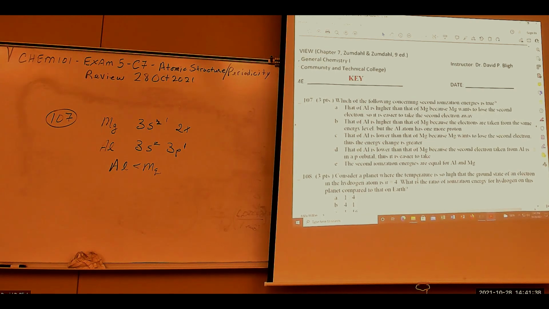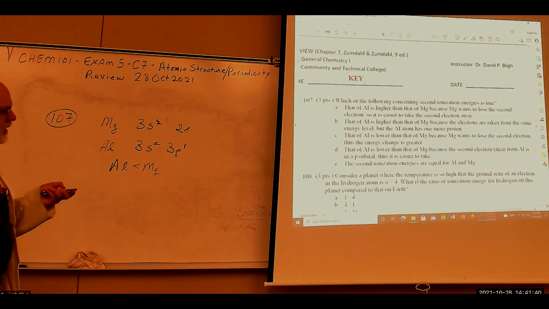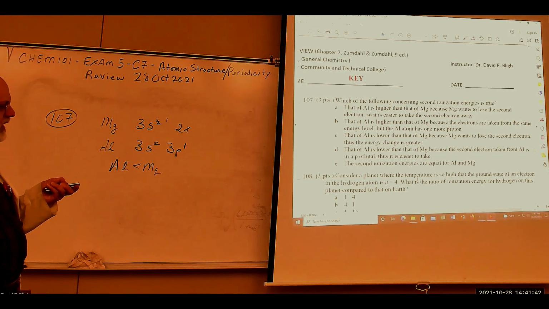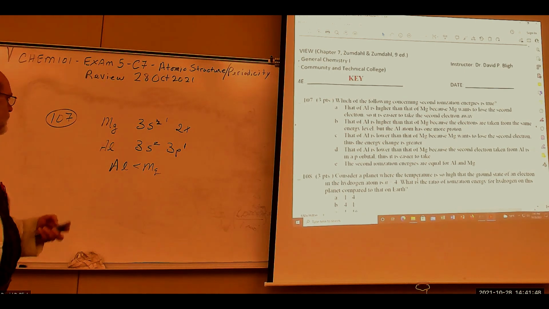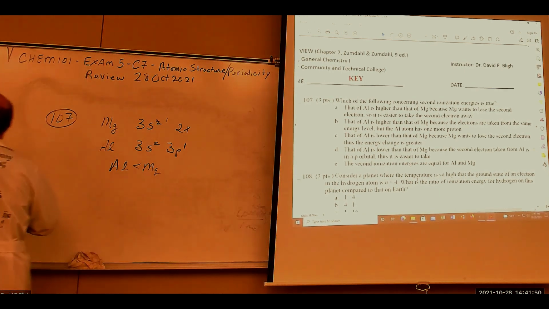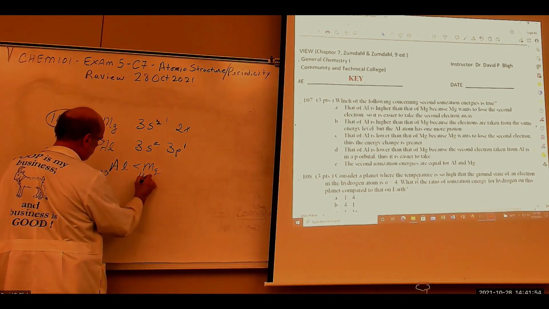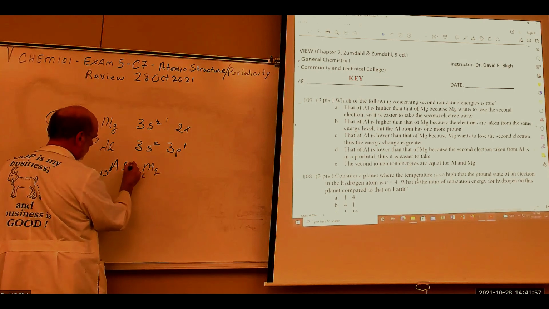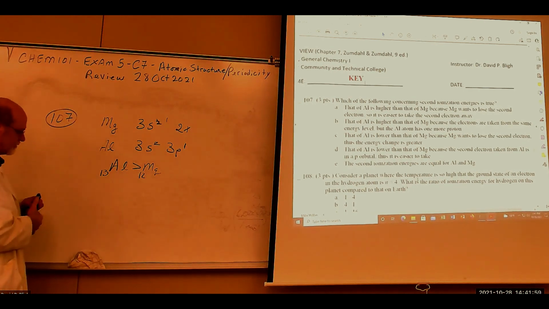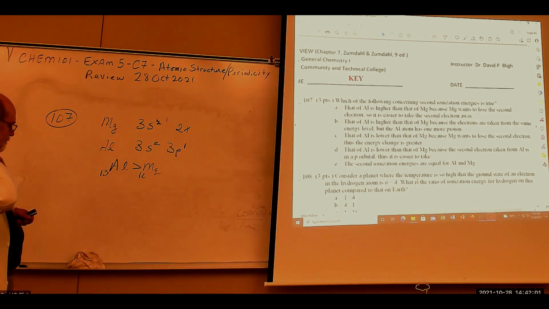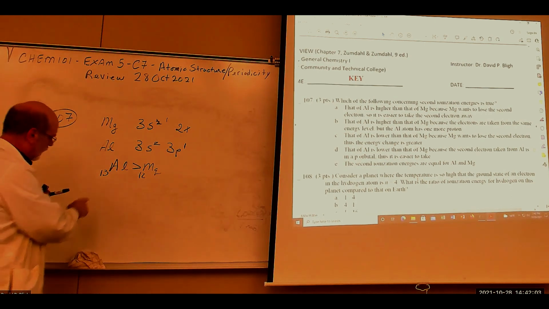No, it says B. Hold on a second. Aluminum is higher than that of magnesium because the electrons are taken from the same energy level, but aluminum atom has 1 more proton. That's okay, that's right. 13 versus 12. So it'll be the other way around. It's all due to the protons.